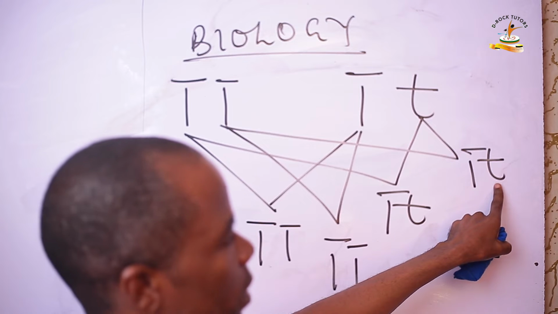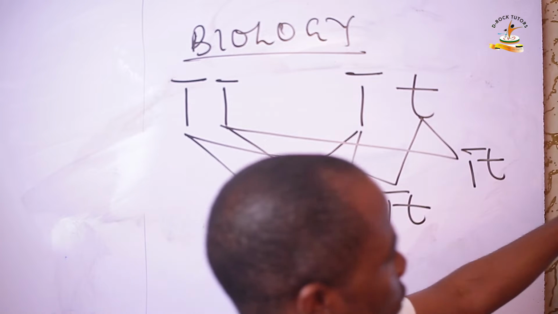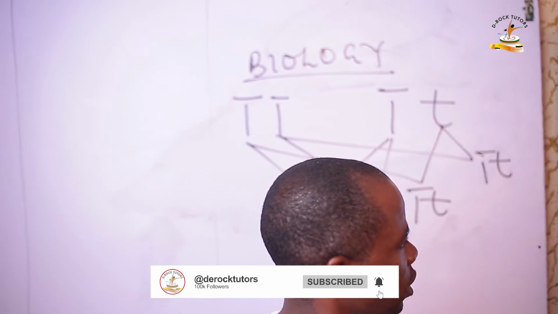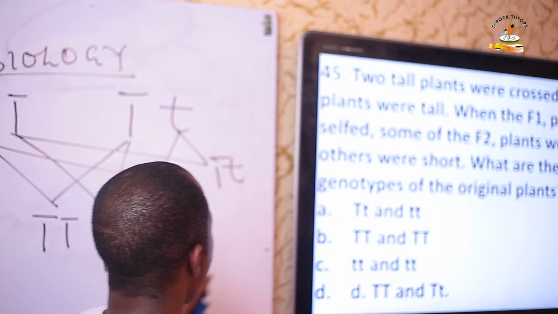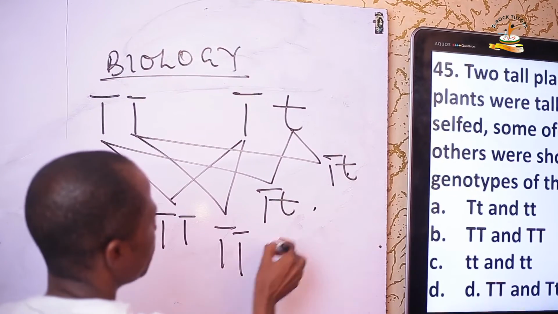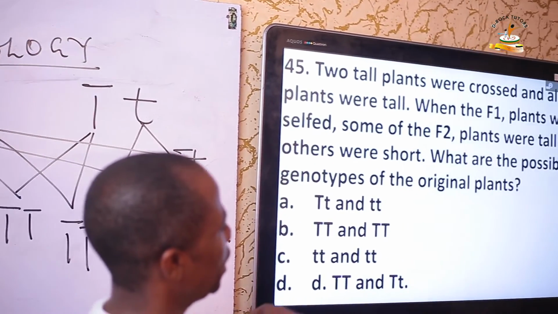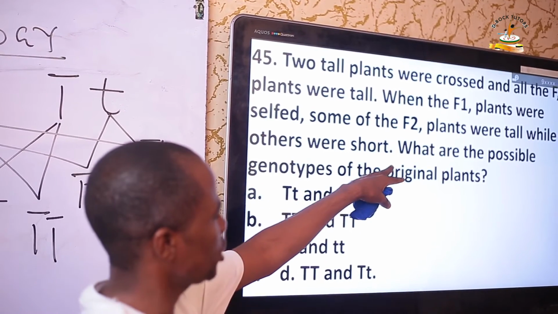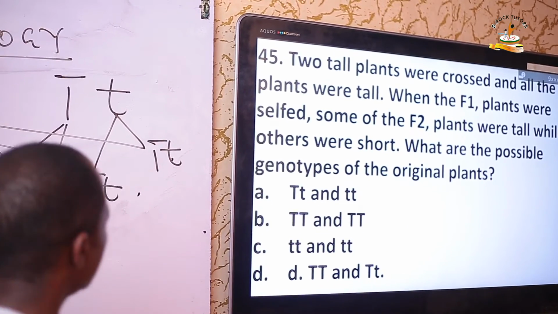All the four offspring here in the first filial generation, the F1 generation, were tall. They conform to what we are told in the question. And the question goes on by telling us that when these offspring were crossed again, some of them were tall while some were short. Then we are asked to find what the genotype of the original parents are.